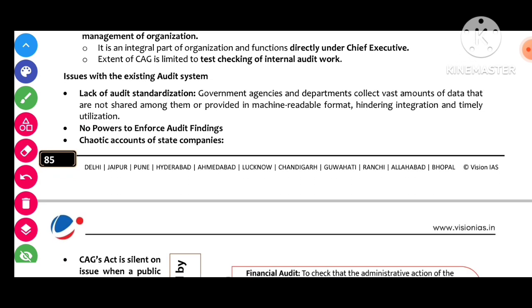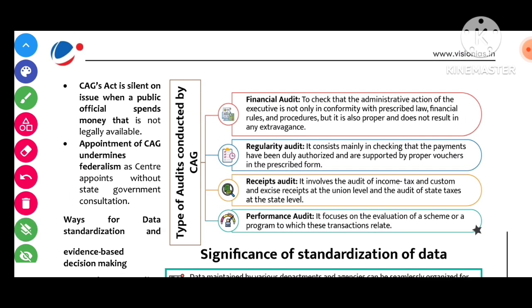Okay, and what are the issues with the existing audit system? Lack of audit standardization, no powers to enforce audit findings, chaotic accounts of state companies, and the CAG's Act is silent on the issue when a public official spends money that is not legally available, and the appointment of the CAG undermines independence.